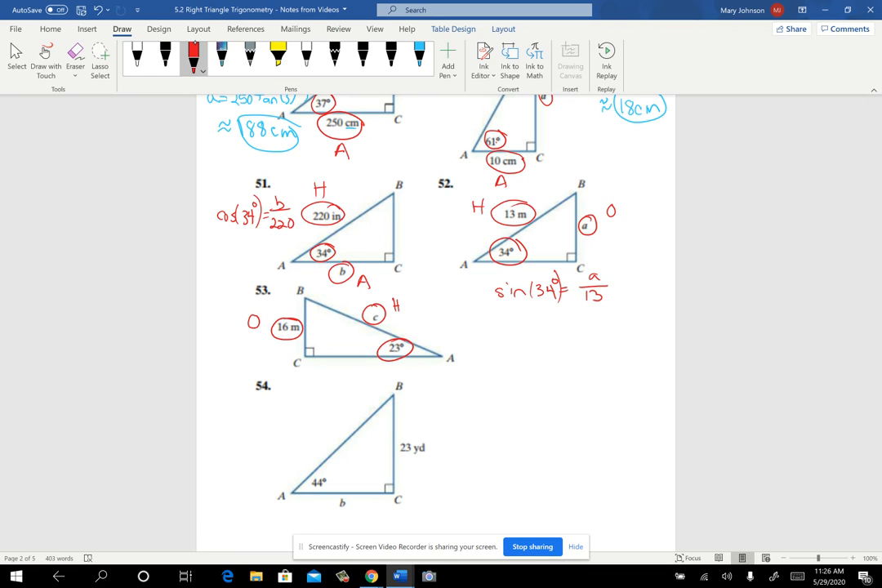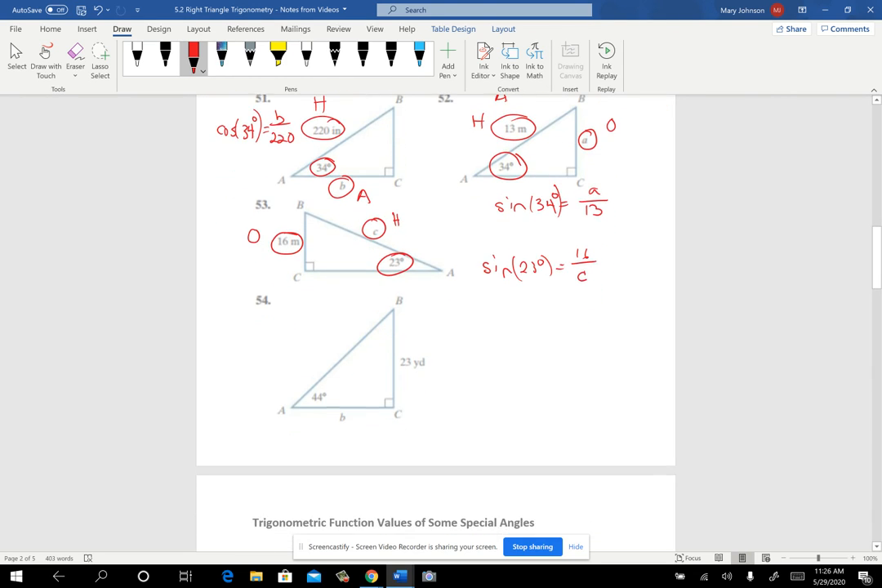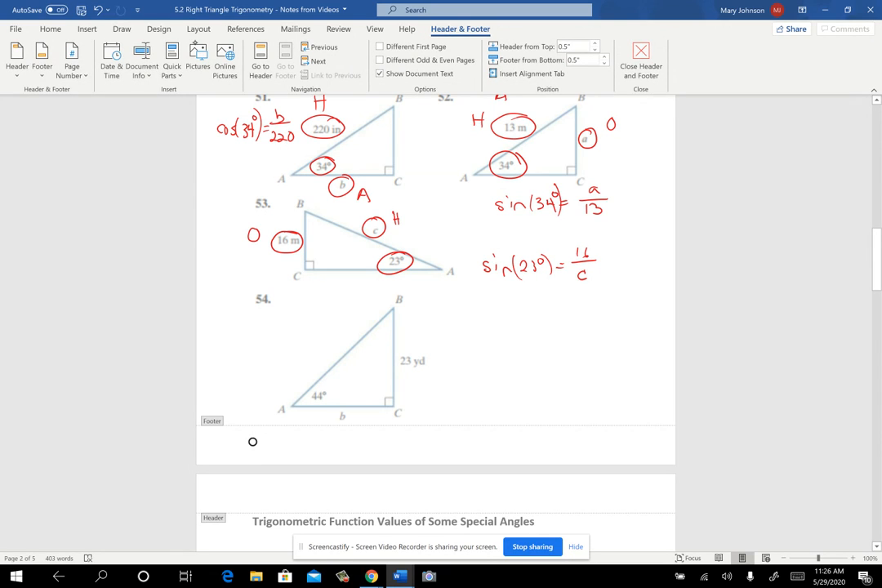Let me leave a little room so we have room to work these out. This would be sine of 23 degrees equals 16, but this time the variable's in the denominator. So that one kind of messes people up algebraically sometimes. All right, and then the setup on 54, let's look at it.